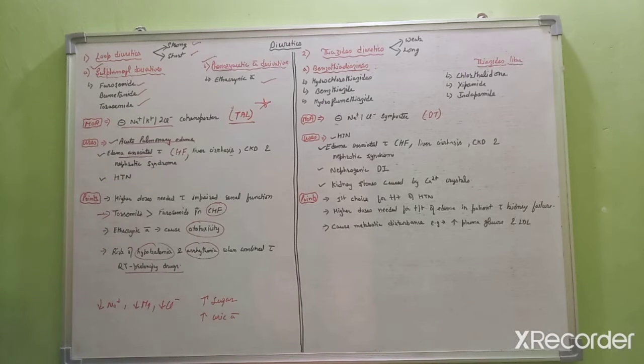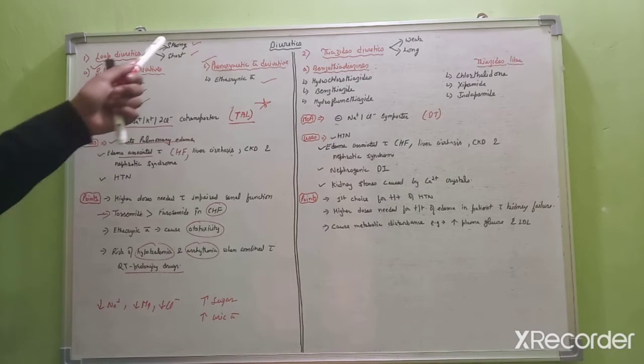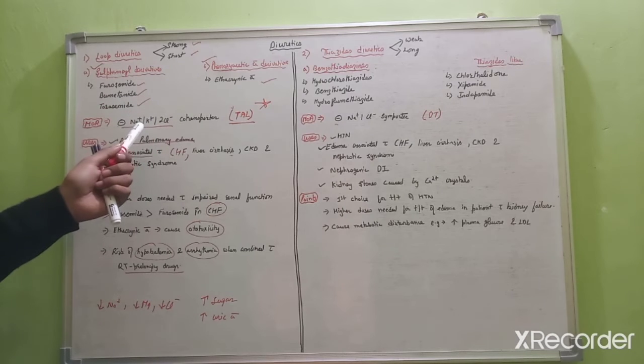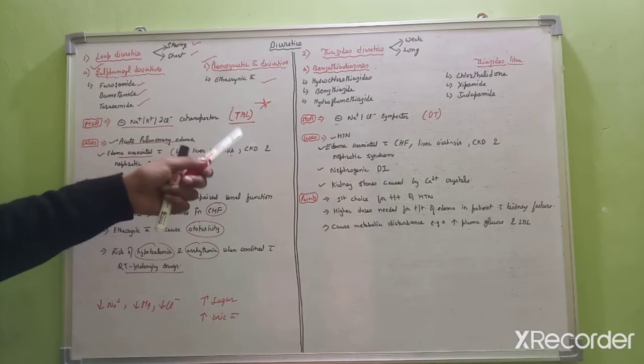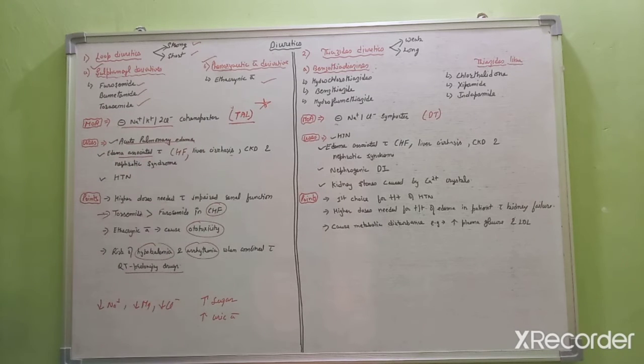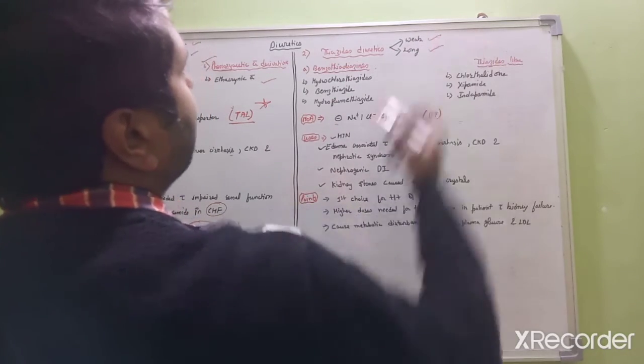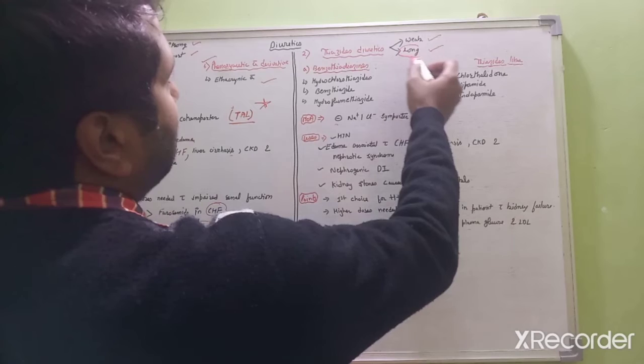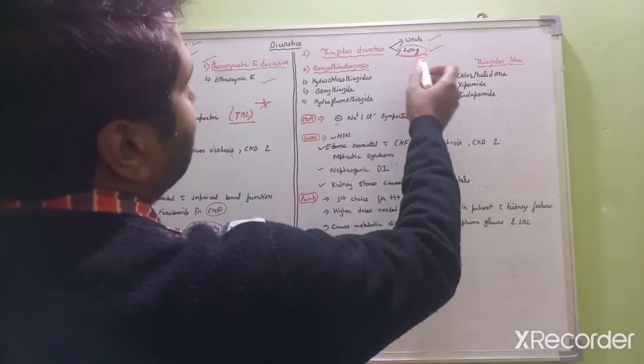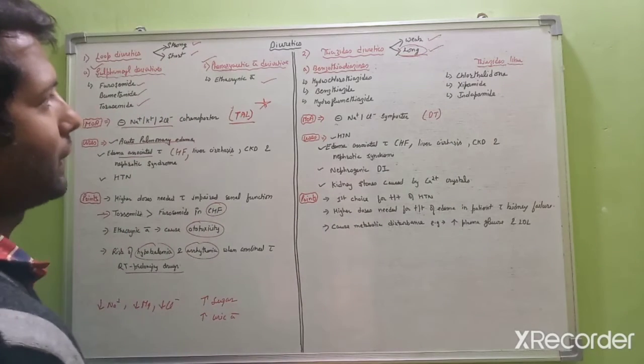So this is about the loop diuretics: they are strong and short acting, they inhibit the sodium potassium 2 chloride co-transporter in the thick ascending loop of Henle, and they decrease the amount of sodium, magnesium, and chloride and increase the amount of sugar and uric acid in the body. On the other hand, we have thiazide diuretics, which are weak and long acting. Due to their long action, they are used as the first line drug in the management of hypertension.